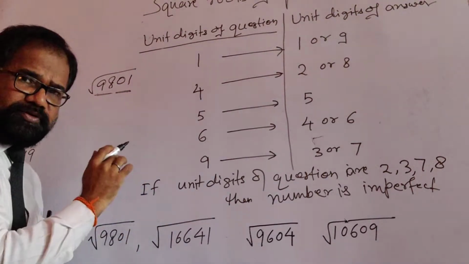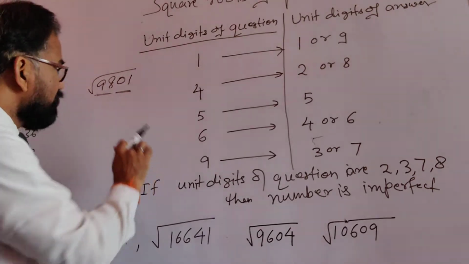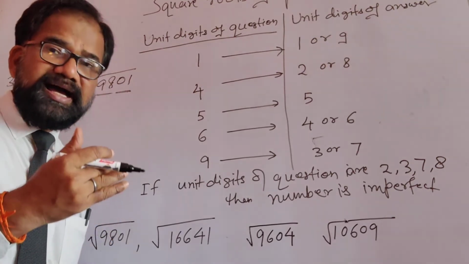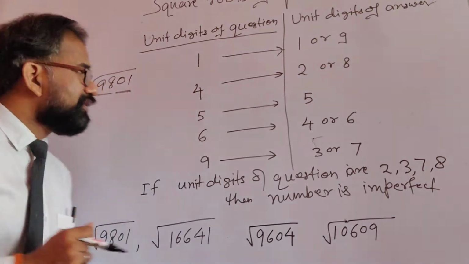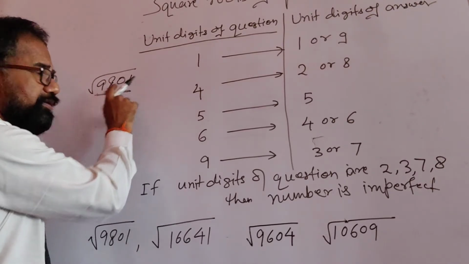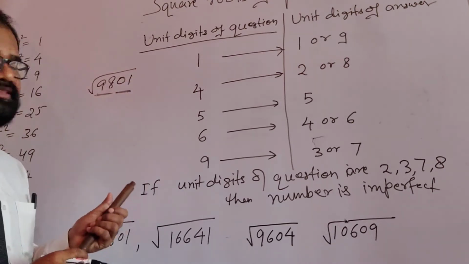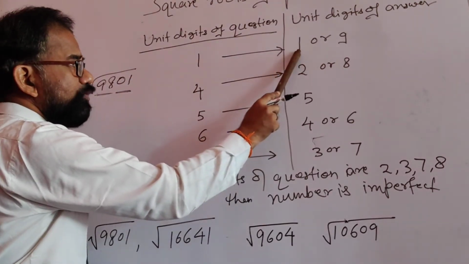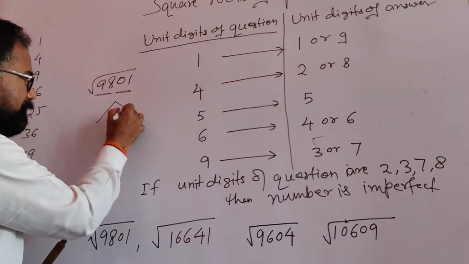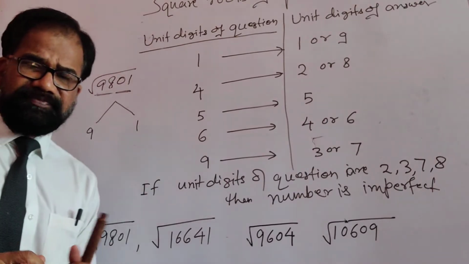This one will give you the unit digit of your answer, and this one will give you the next digit of your answer, right? How? Now in this question, see, the unit digit of your question is 1. Then the unit digit of your answer will be 1 or 9. So I write here 1 and 9, right?